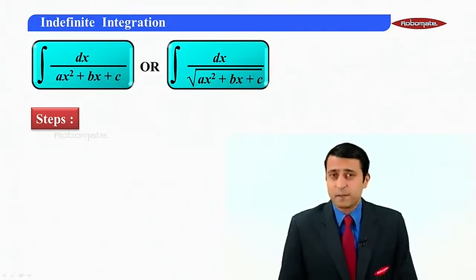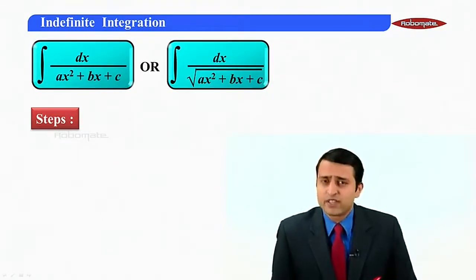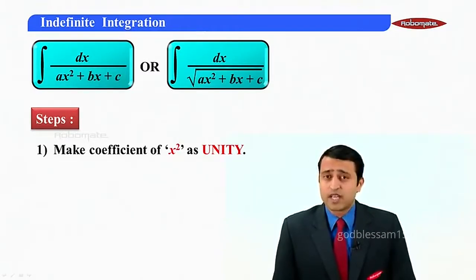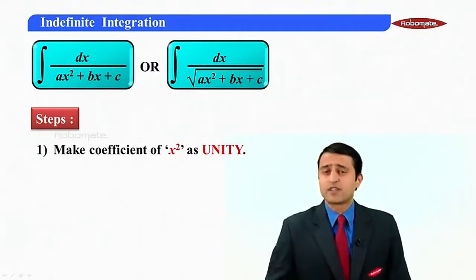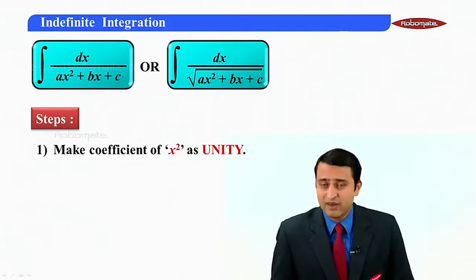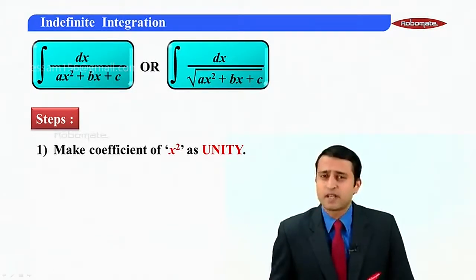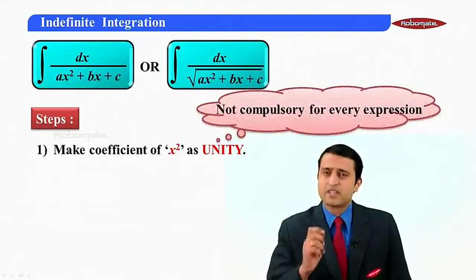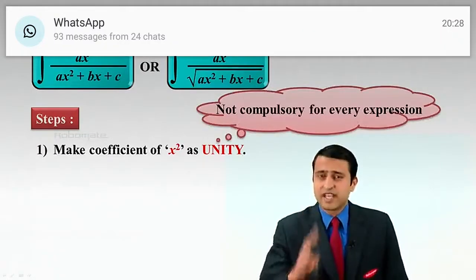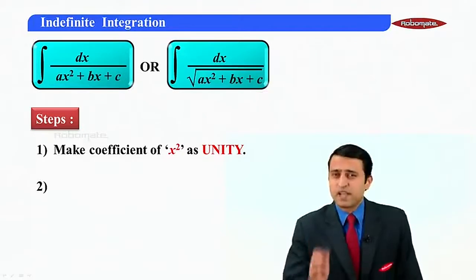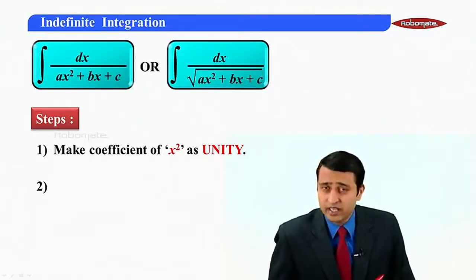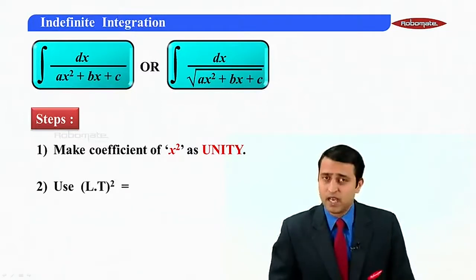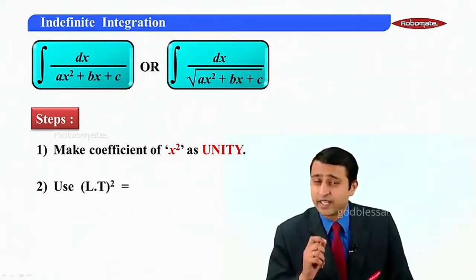The very first step is making the coefficient of x square as unity. So our objective will be to make the coefficient of x square 1. Now, it is not a compulsory step in every sum. It can be discretionary. So here I am mentioning that. Now, the second step is to express the quadratic in the denominator in a particular format using the formula which you have seen already in the 10th standard.